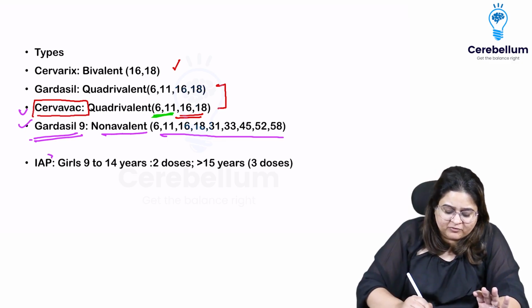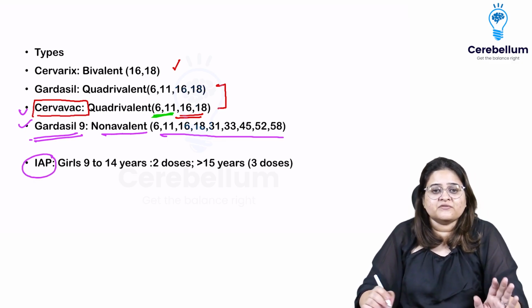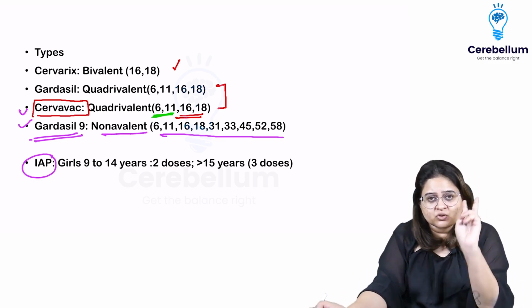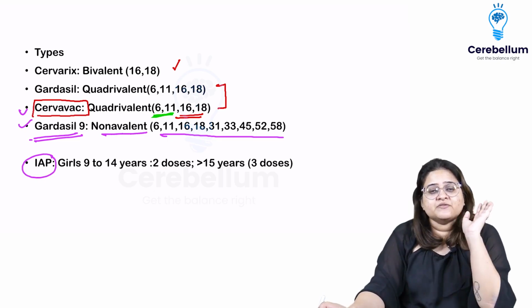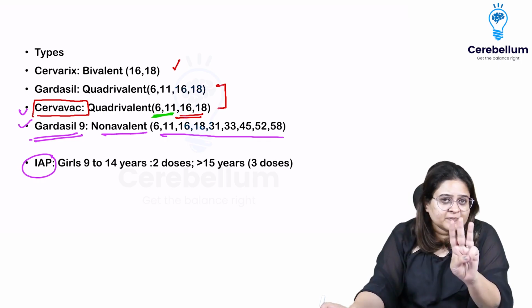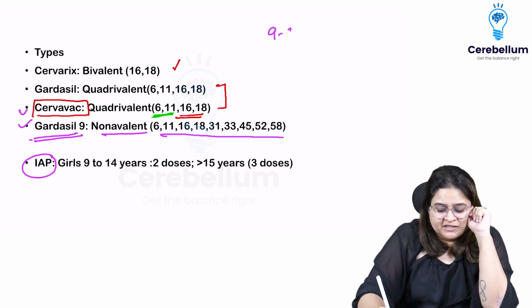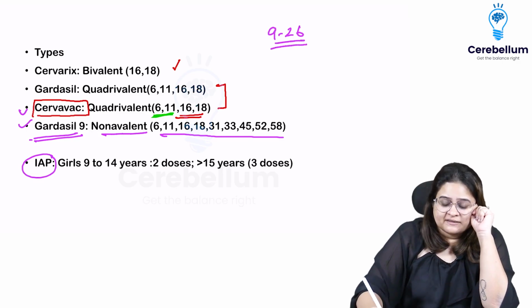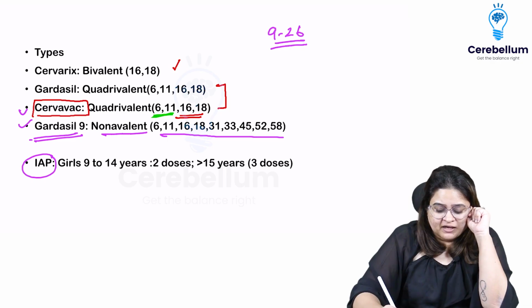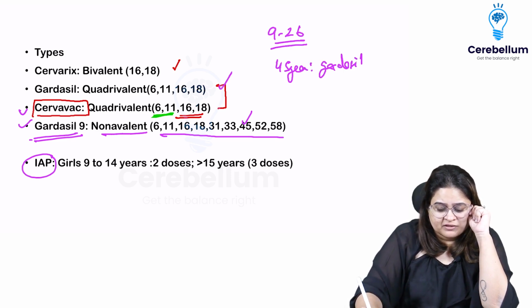What does the Indian Academy of Pediatrics say? What is the dosing schedule? If she's between 9 to 14 years, then 2 doses are required. But if she's 15 or more, then complete 3 doses are required. The ideal age group of vaccination is 9 to 26. But the Gardasil people say you can even vaccinate till the age of 45 years. This is for Gardasil, not for Cervavac.